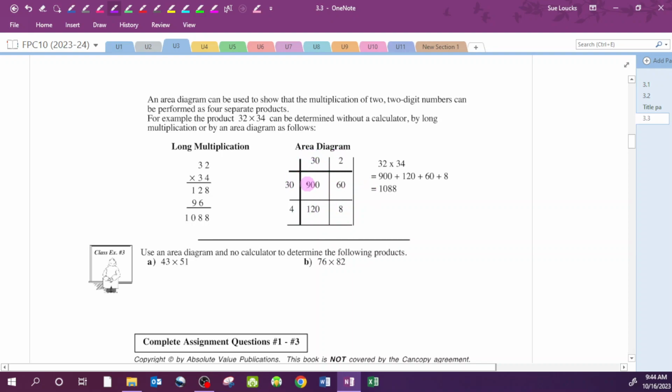30 times 30 is 900. 2 times 30 is 60. 30 times 4 is 120. And 2 times 4 is 8. We just add all those pieces up and we get the same answer, which is actually pretty cool. So let's do these ones.